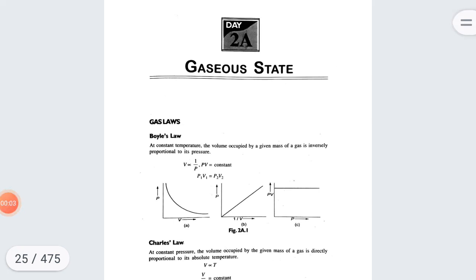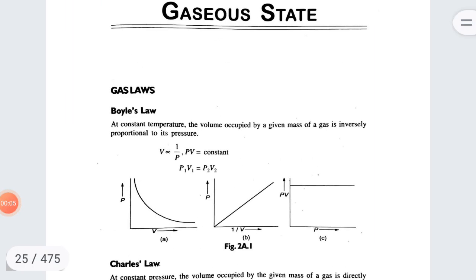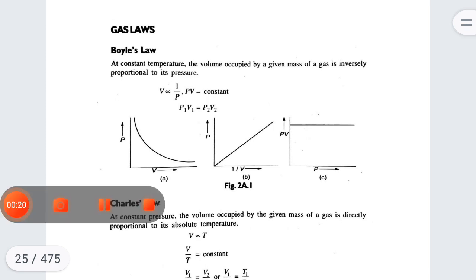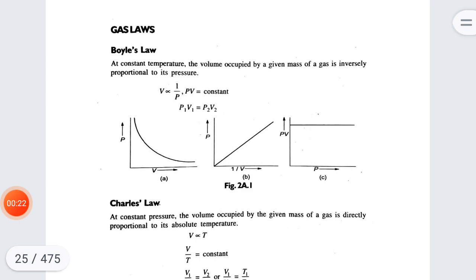Gaseous state. Gas laws. Boyle's law: at constant temperature, the volume occupied by a given mass of a gas is inversely proportional to its pressure. V is inversely proportional to P, so PV equals constant. P1 V1 equals P2 V2.